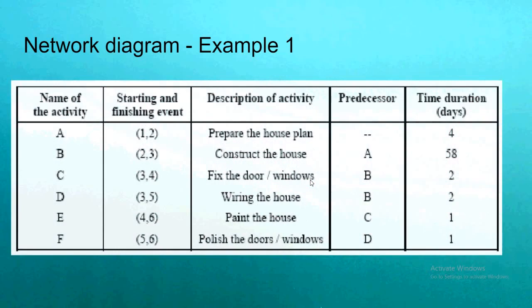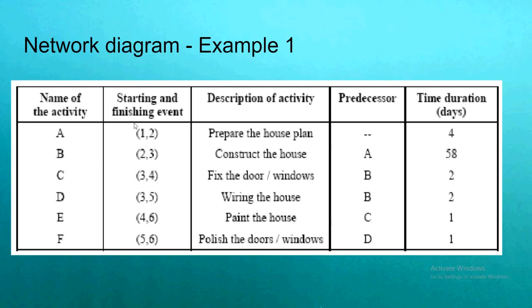Suppose we take a house construction project. Here the list of activities are given: preparing the housing plan, constructing the house, fixing the door, wiring the house, painting the house, polish the doors. For all these activities, just for convenience, we are giving some alphabets A, B, C, D, E, F. And to find out the starting and finishing event, when we can begin an activity and when we can end it, we just give numbers.